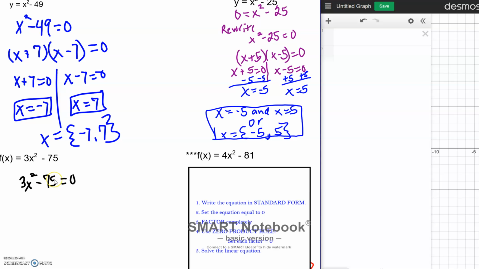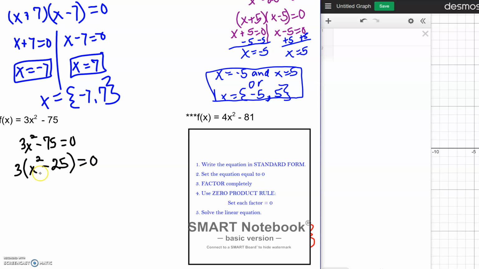Look for GCF. I can extract 3. If you are having difficulties extracting GCFs and identifying difference of perfect squares, please go back to previous videos and watch those. So when I extract my GCF, I'm left with x squared minus 25. Oh, that's a difference of perfect squares. So 3, 2 parentheses, x minus 5, x plus 5, and then we set each one equal to 0.